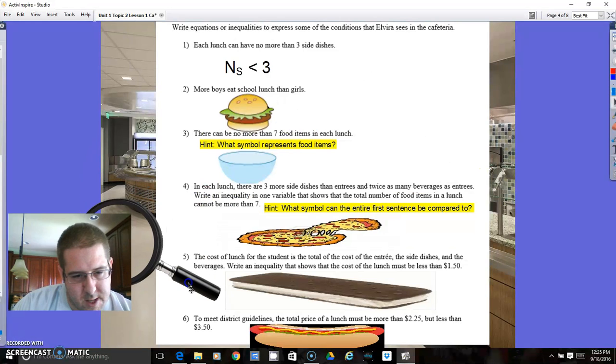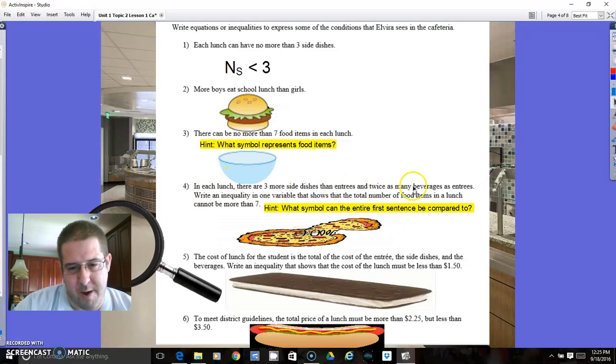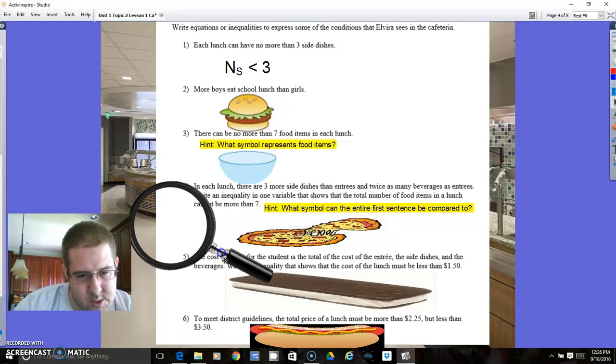So the next one's where it starts getting a little bit tricky. Question number 4 says, in each lunch, there are 3 more side dishes than entrees, and twice as many beverages as entrees. Write an equation in one variable, so that was the hint here. So you have to think, what if everything was compared to entrees? The beverages were compared to entrees, so let's use entrees here.